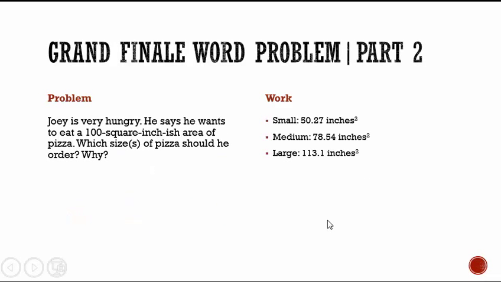So, part 2. Joey is very hungry. He says he wants to eat a 100 square inch-ish area pizza. Which sizes of pizza should he order, and why? Well, he wants to eat 100 square-ish inch pizza, right? Well, 78 isn't quite 100. 113 is just a bit over 100. So, he should order 2 smalls, right? That would be the best way to do it.